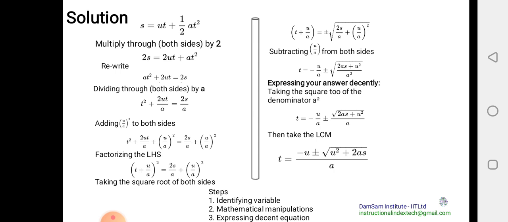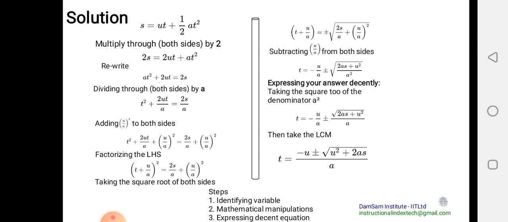And after we're done factorizing, we can take the square root of both sides. Taking the square root of both sides, we're going to have t plus u over a is equal to plus or minus the square root of 2s over a plus u over a all squared. Then we subtract u over a from both sides. After we are done subtracting u over a from both sides, from the left hand side it will be left alone t, and all other variables and constants are now at the right hand side.